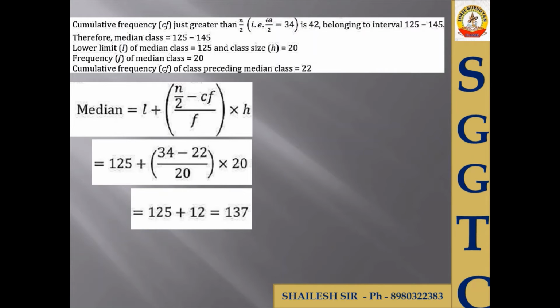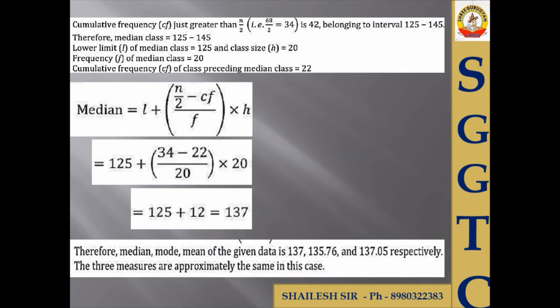Yes students, it's a very easy process to find the median. Finally done: median, mode and mean. So last, write down that median, mode and mean of the given data are 137, 135.76 and 137.05 respectively. The three measures are approximately the same in this case.